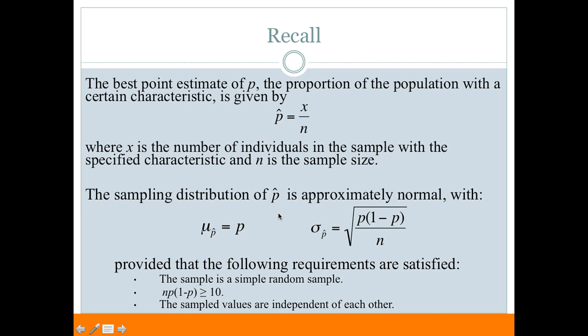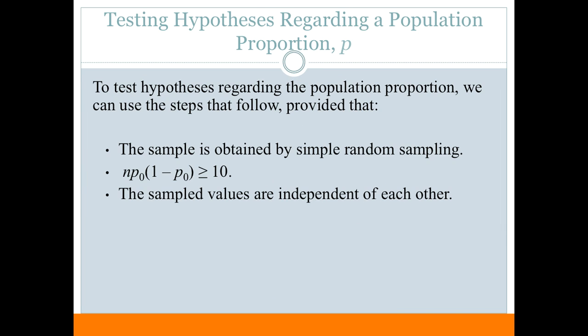Now, we also know that the sampling distribution of p hat is approximately normal, with mu of p hat equal to p and the standard error equal to the square root of p times 1 minus p over n, provided that a couple of things are true. Simple random sample, n times p times 1 minus p has to at least be 10, and the sampled values are independent of one another.